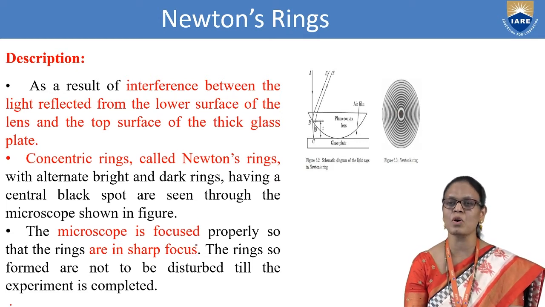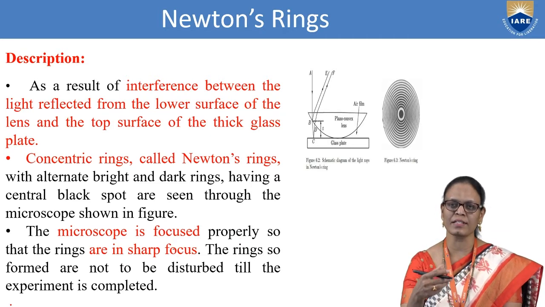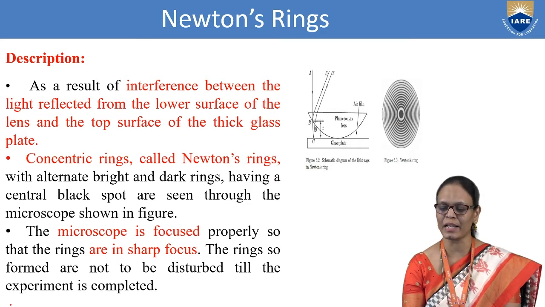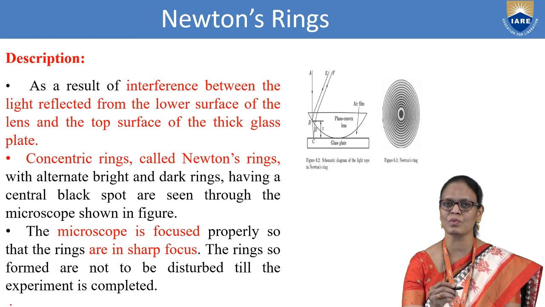Now the microscope is focused properly so that the rings are in sharp focus. You can adjust the rack and pinion screws in the microscope, so that you adjust the distance between the lens, that is the objective, and the eyepiece, so that you will be able to see a clear pattern of these rings. They should have a sharp focus, so that you can focus onto each ring. And once you get the focus by adjusting the screws, this position of the rings should not be disturbed throughout the experiment.